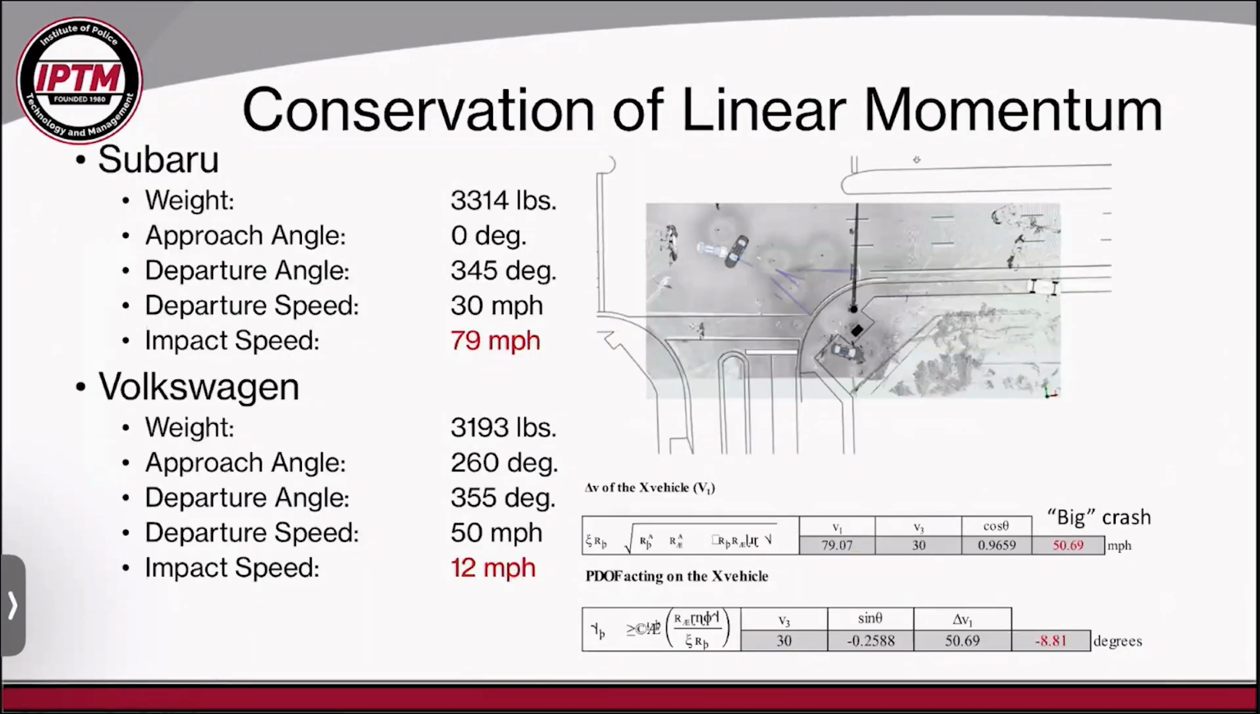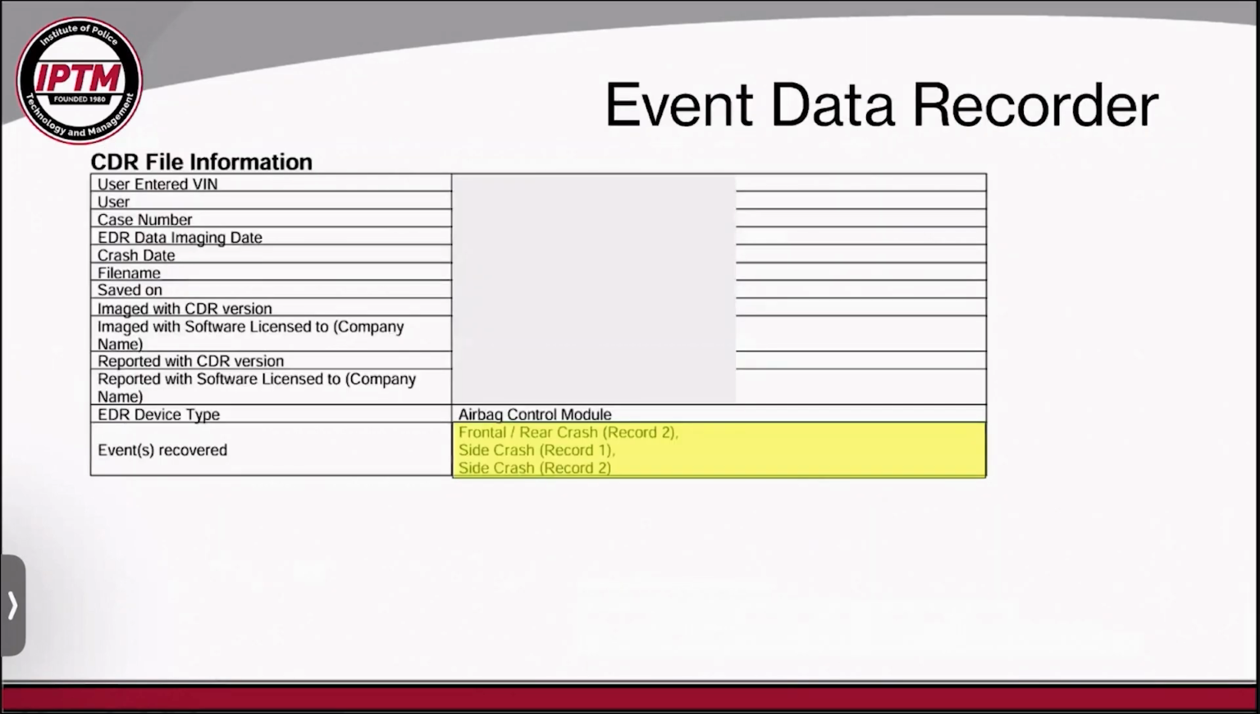The big takeaway here is that this is a big crash, right? That 50, 51 mile per hour delta V tells us this is a big crash, which is extremely consistent with what we've seen. So now we go ahead and take a look at the event data recorder.